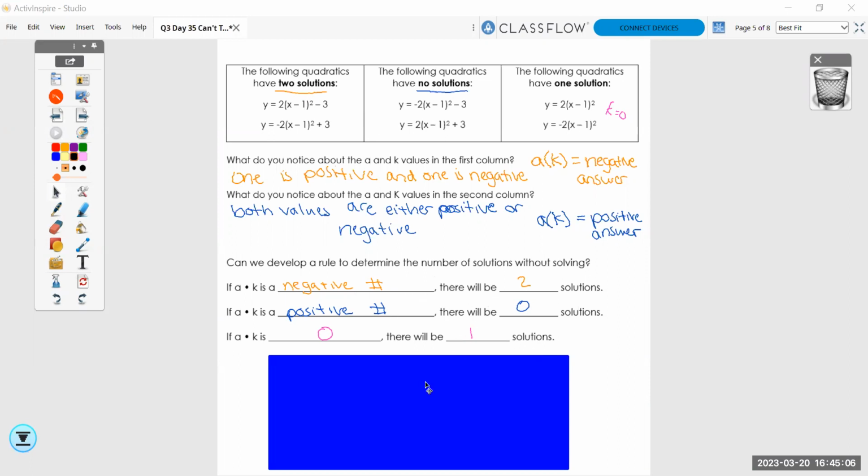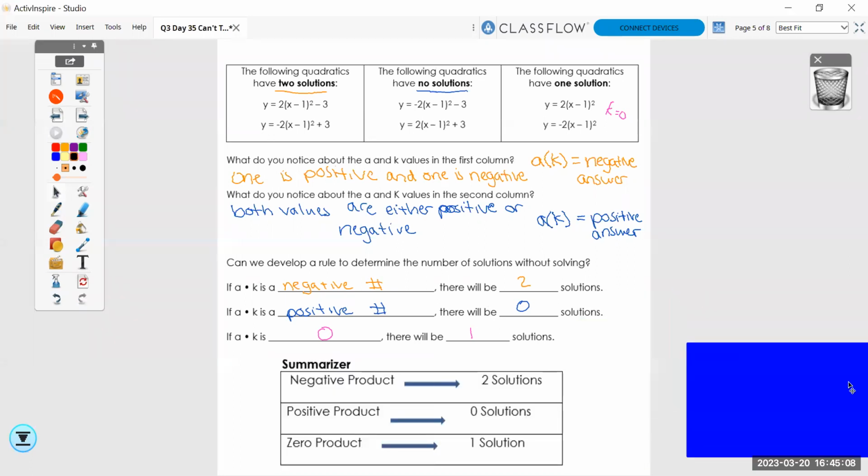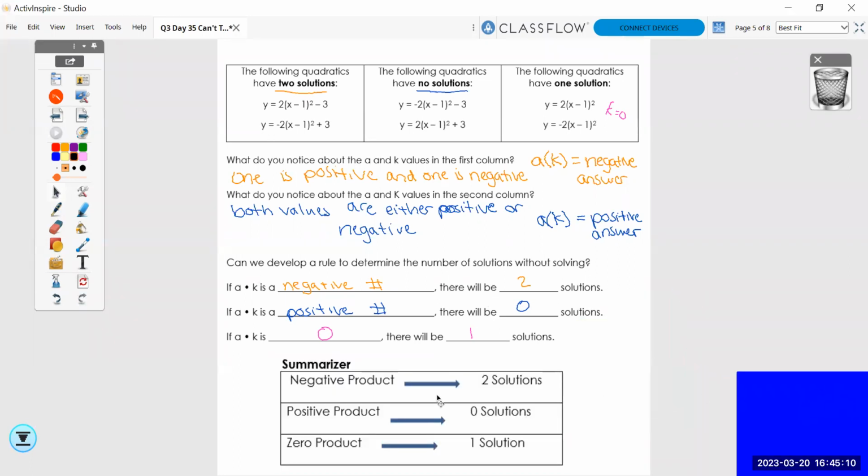And on your note sheet, we gave you a summarizer that shows you basically a summary of this concept. Now, this is another place where algebra is a new language, so you may want to take a little bit of time to memorize this.